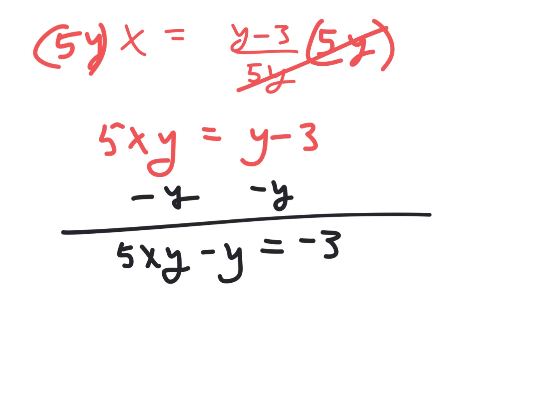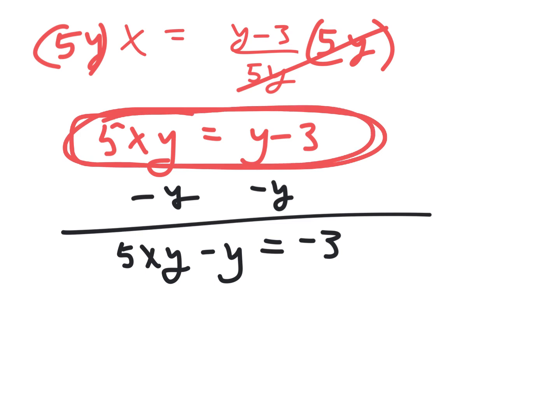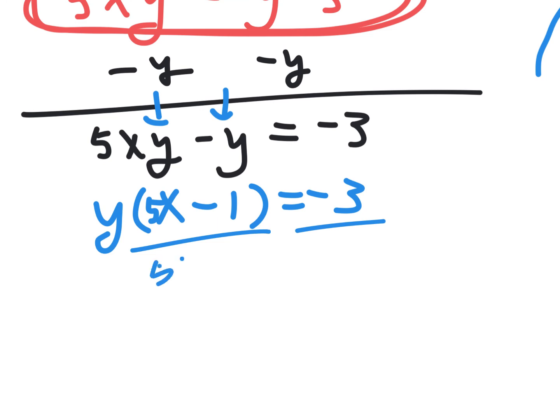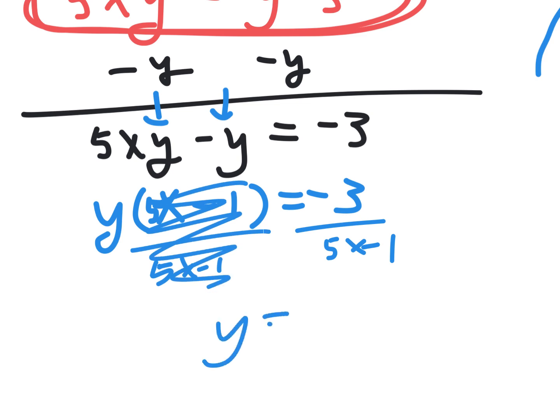Okay, so this is the part where some people get this far and they just get stuck. I heard somebody say this: you have to remember that you're trying to get the y alone. That's what's really critical. What do I want to do? I want to get y alone. So you have to get them on the same side, then hopefully it'll factor, which it does, and then y is alone. There's only one y. That means you can solve for it. 5x minus 1 here, 5x minus 1 here, cancels, y equals negative 3 over 5x minus 1.